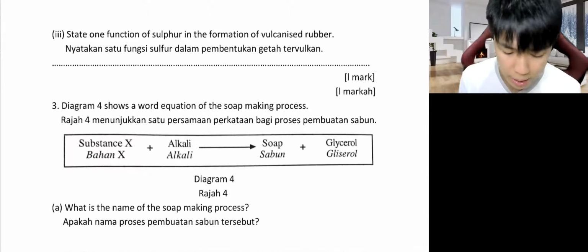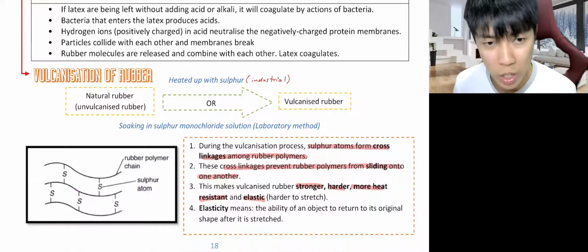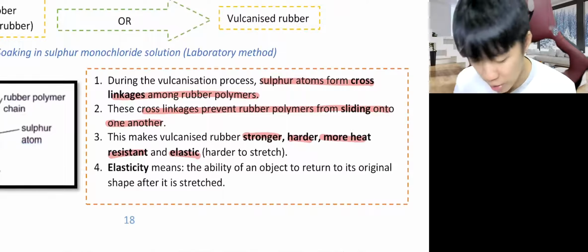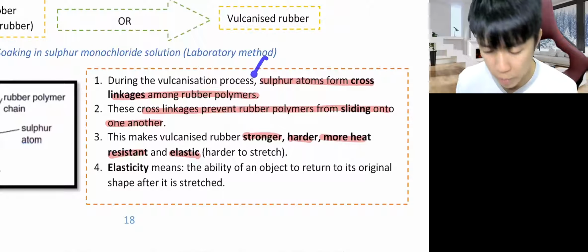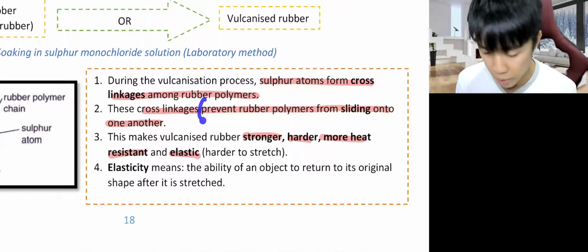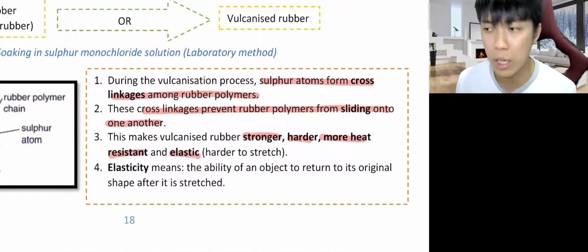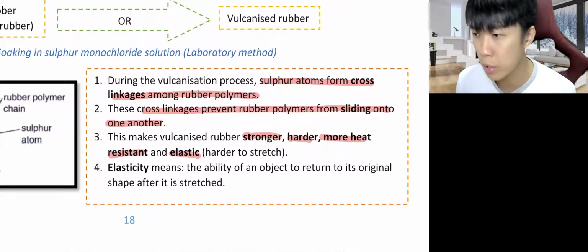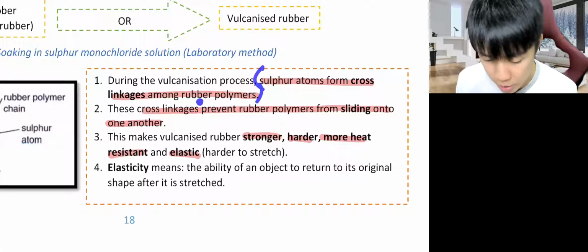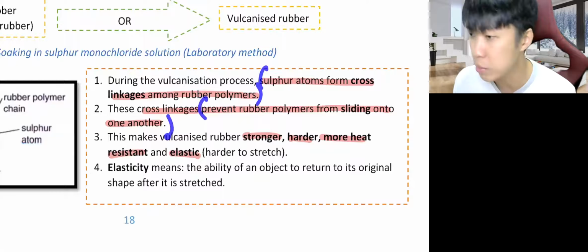Okay, state the function of sulfur. Theory. Do you remember the keywords or not? So what is the function of the sulfur atom? The sulfur atom is actually to form cross linkages, right? Prevent polymer from sliding. Do you all have these key points? Those are what the teacher is looking for. So form your sentence. I bracketed the important parts for you already.